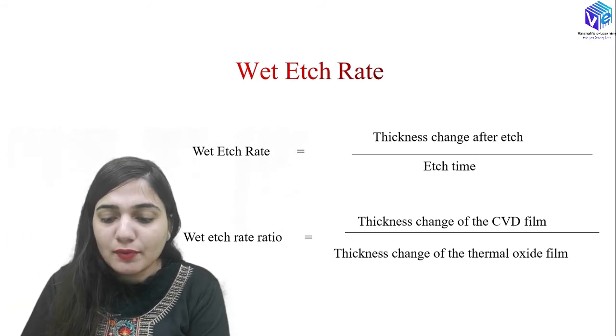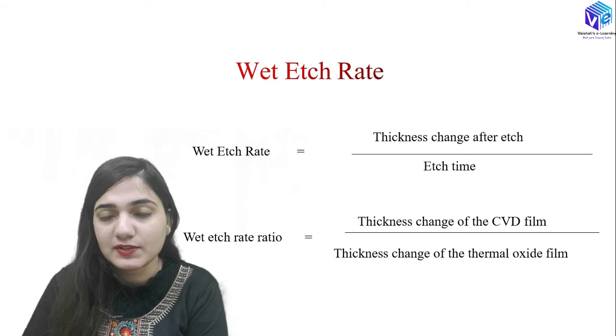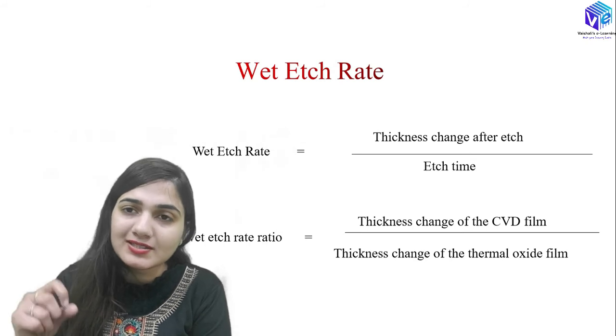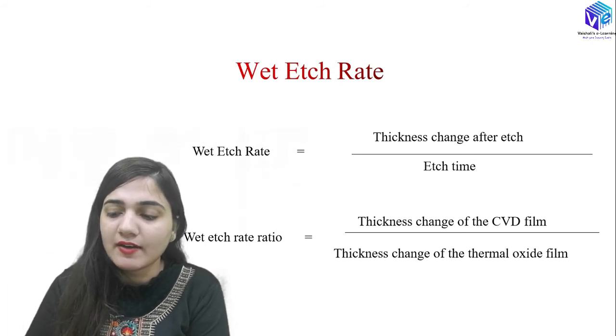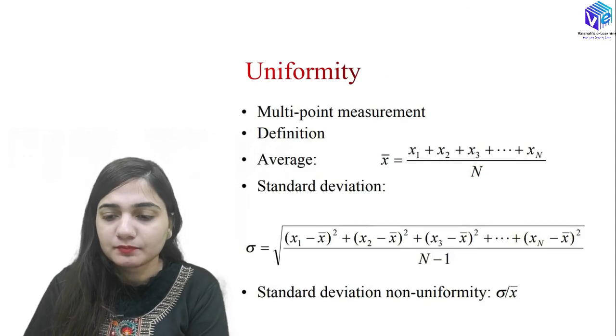Now coming to the wet etch rate ratio. It is the thickness change of the CVD film divided by the thickness change of the thermal oxide film. When I use thermal oxidation, its thickness changes, and when I use CVD, its thickness changes. The ratio of the two is the wet etch rate ratio.